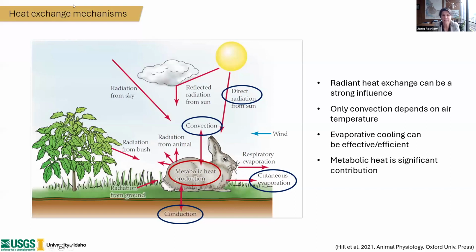Great, thanks so much, Elise. We wanted to just give a little bit of an overview for how it is that animals exchange heat with the environment. And this is something everybody probably remembers, but maybe hasn't thought about in quite a while. So there are four main mechanisms by which heat can be exchanged between animals and their environment.